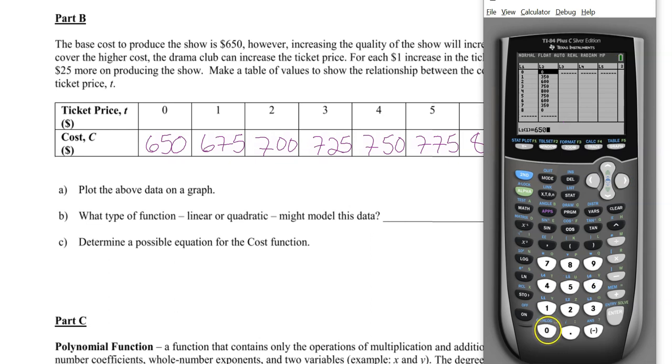So 650, 675, 700, 725, 750, 800. Okay, so we enter all these numbers, so your screen should now look like this.